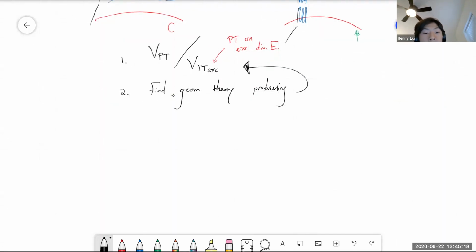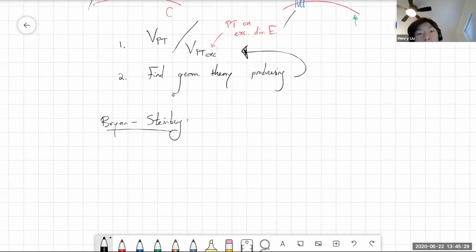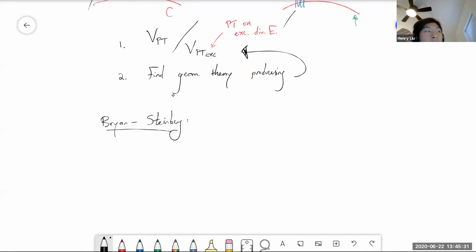And this has been done by Bryan and Steinberg. And the idea is basically analogous to how you can tilt DT theory to produce PT theory. So we'll define the subcategory T to be all sheaves Q, all one-dimensional sheaves.